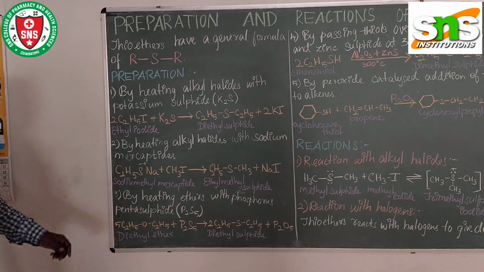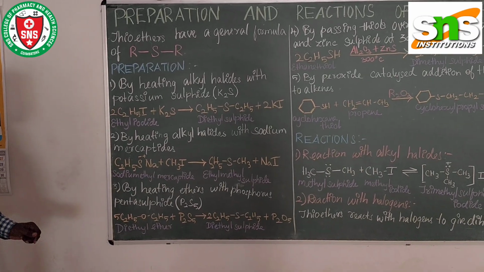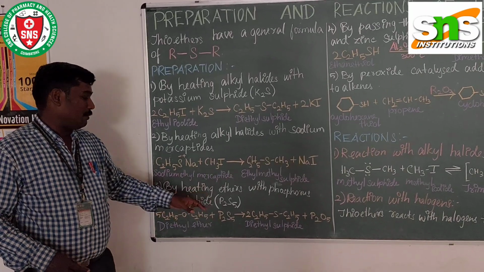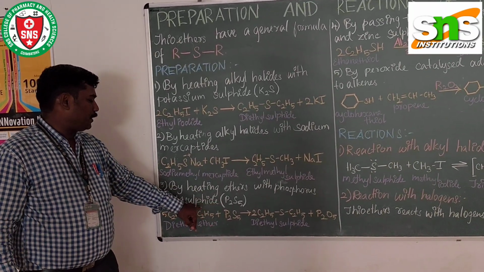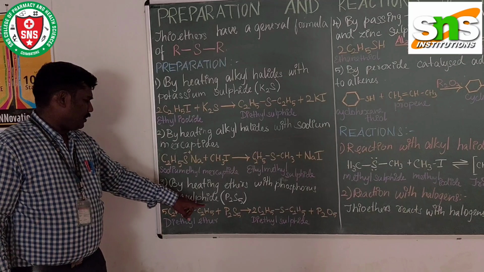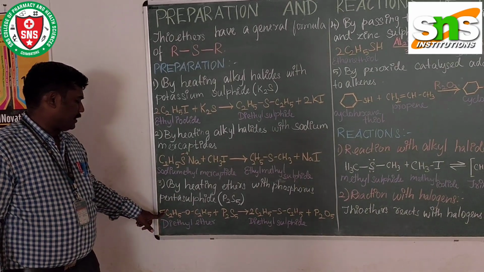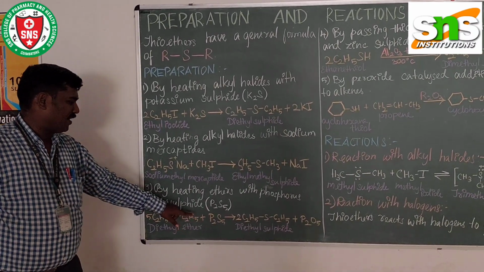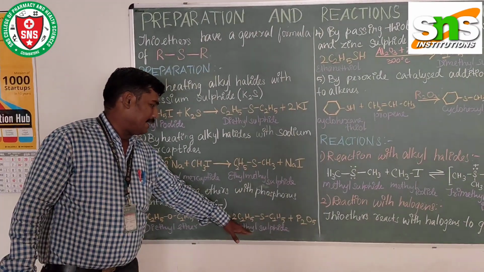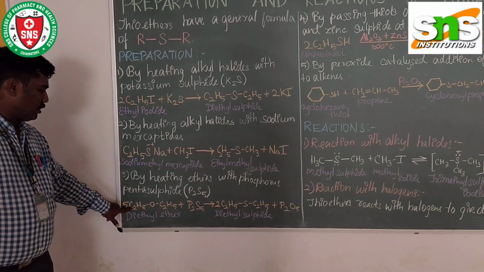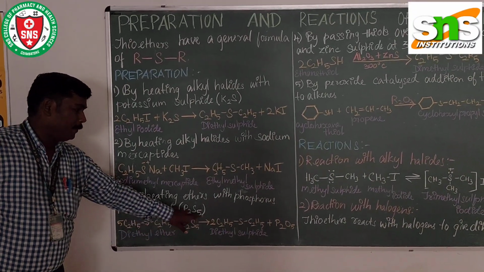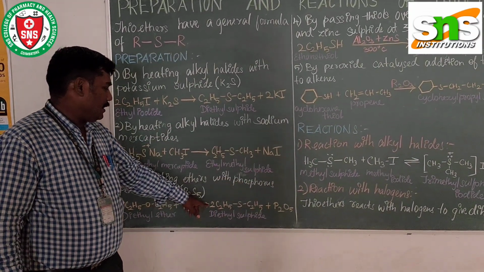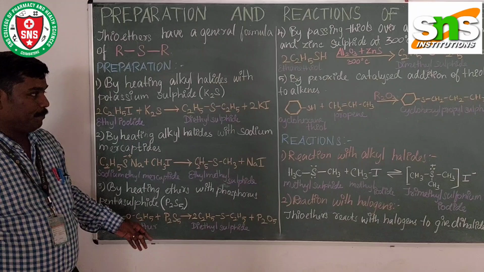Then by treating ethers with phosphorus pentasulfide. We might have heard of phosphorus pentoxide, P2O5. Similarly, phosphorus pentasulfide, P2S5, will be treated with diethyl ether, C2H5OC2H5, and it will give the product diethyl sulfide. Here the reaction is C2H5OC2H5 plus P2S5, which gives P2O5. Phosphorus pentoxide will be eliminated, and diethyl sulfide will be formed.